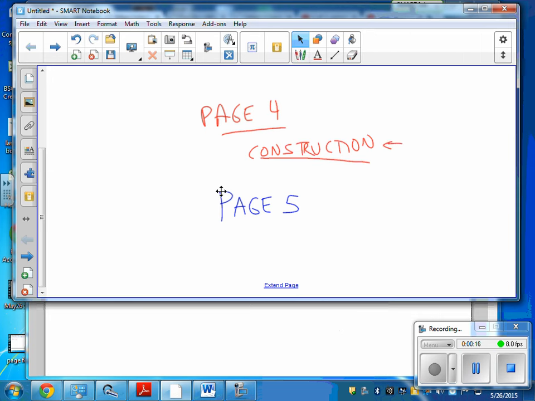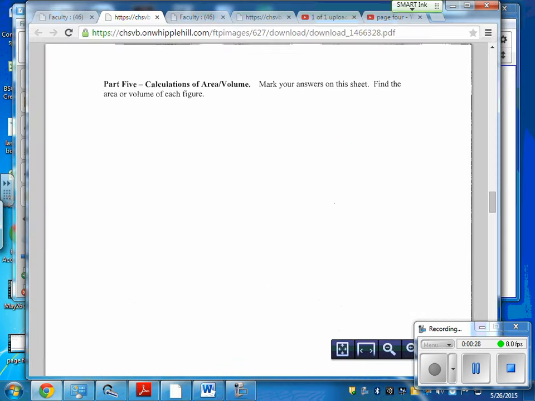Page 5 is dealing with areas and volumes. You'll have probably a dozen, maybe 15 problems calculating areas and volumes of various types of figures. So let's see, what types of figures must you know how to find areas and volumes of?